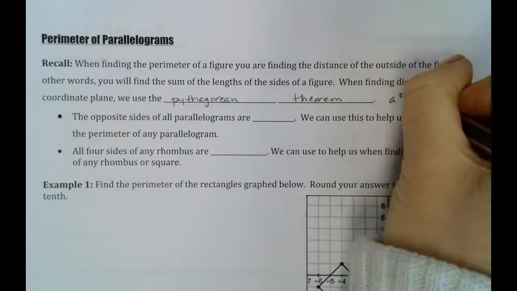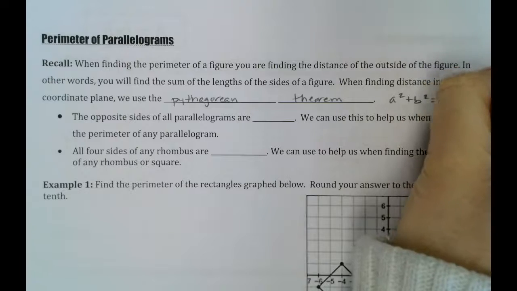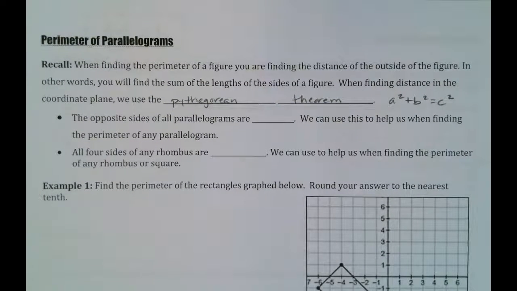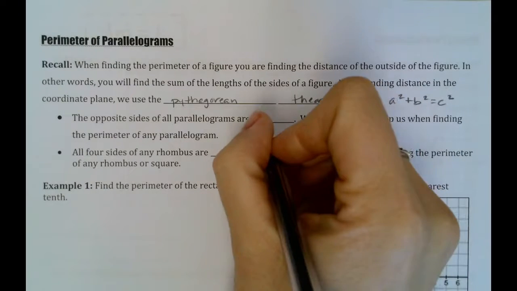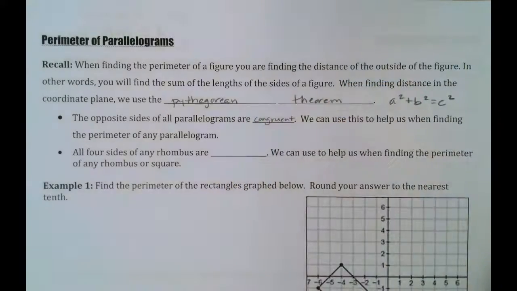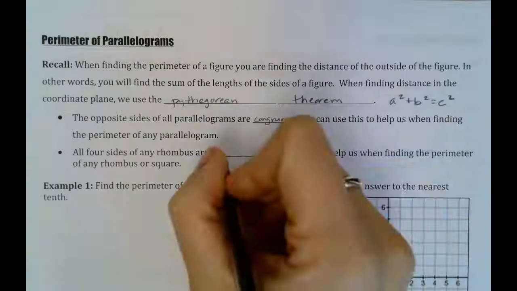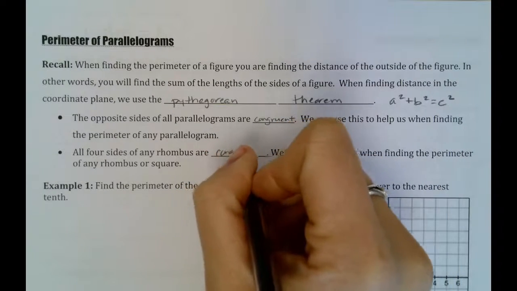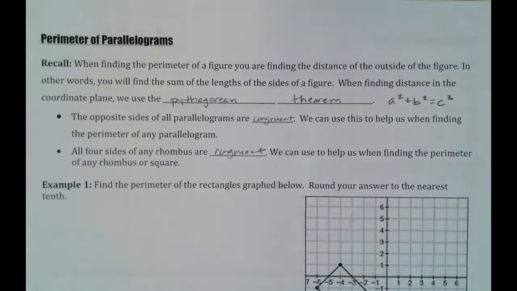Okay, and that is a squared plus b squared equals c squared. So a couple things to remember. The opposite sides of a parallelogram are congruent, as well as all four sides of a rhombus are congruent. So we're going to use that to help us out on examples 1 and 2 here.